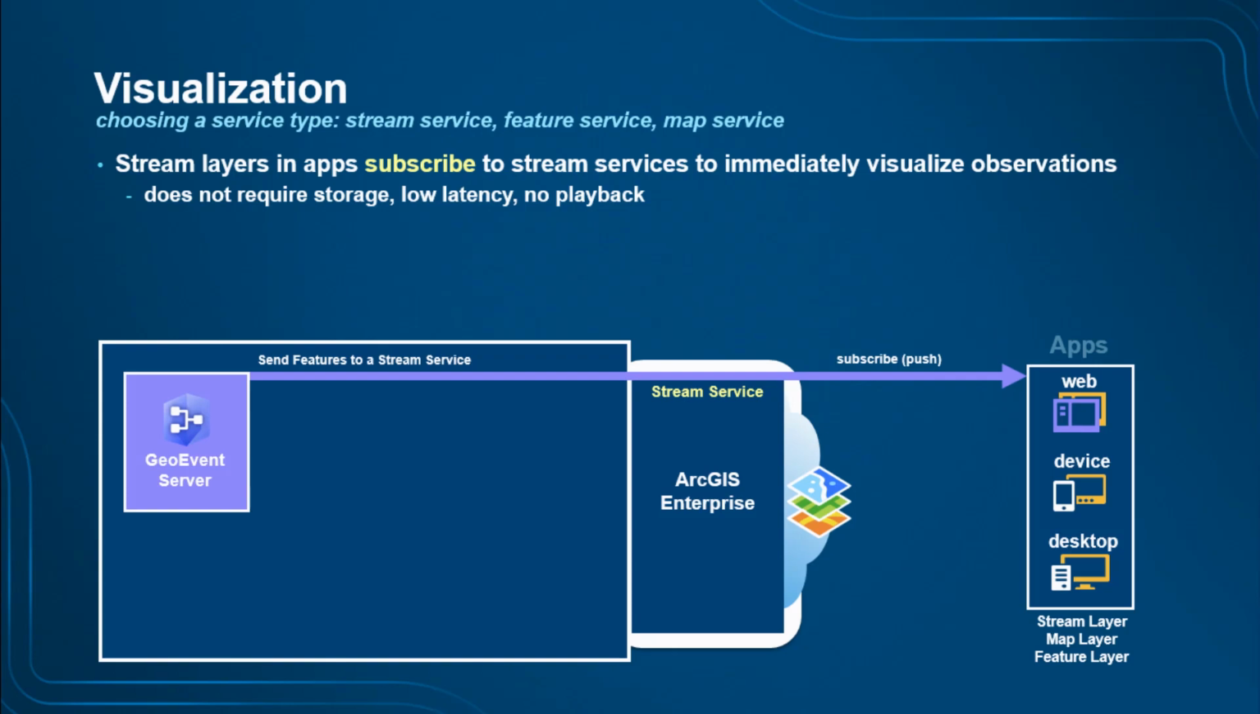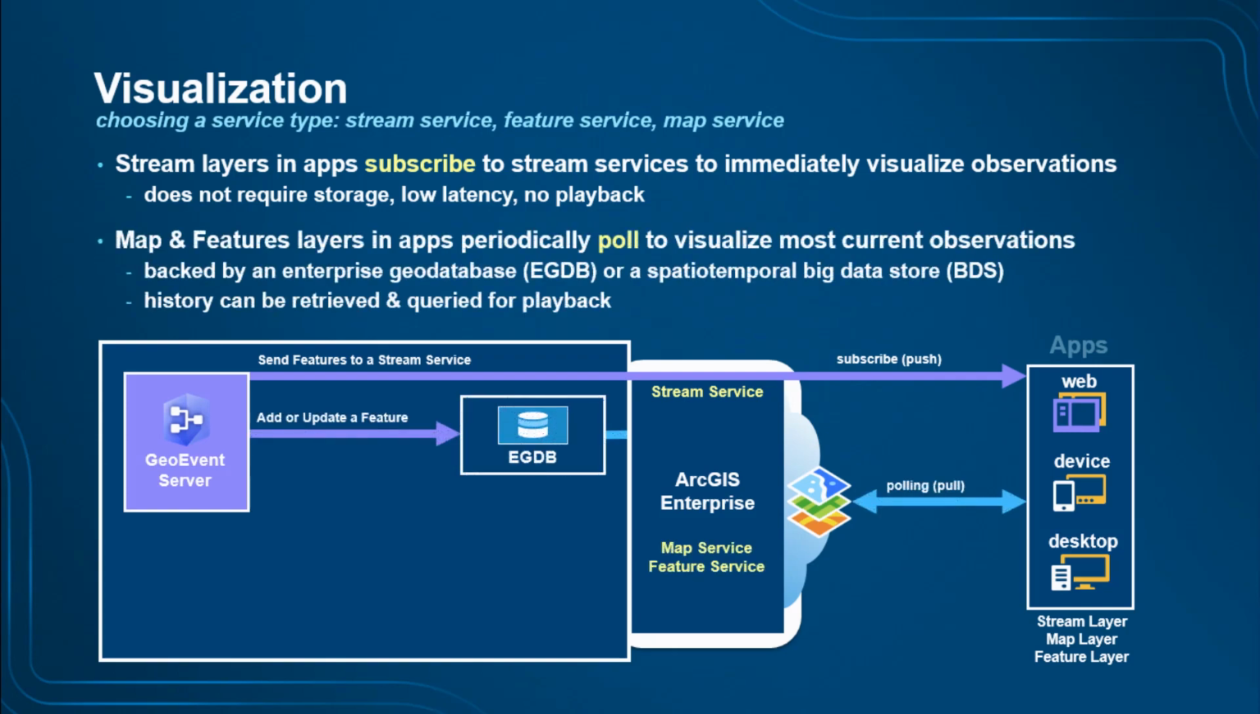So you can't take a stream service and play it back over time. It's just that the map receives the feature, it is on the map for the duration of that session, and that's kind of the end of the story. Now, feature services, on the other hand.